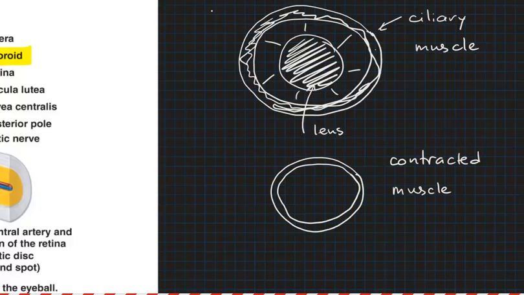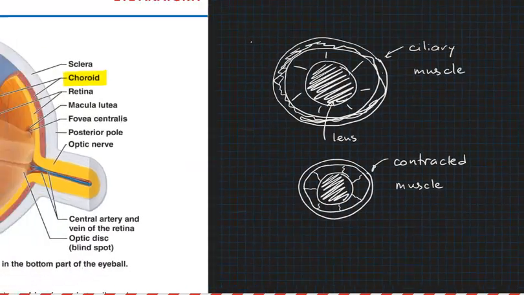Making sense? Okay. Now, it means that your lens is going to be hanging in much slacker zonules. That will become very important when we talk about accommodation of an eye. Okay, sounds good?